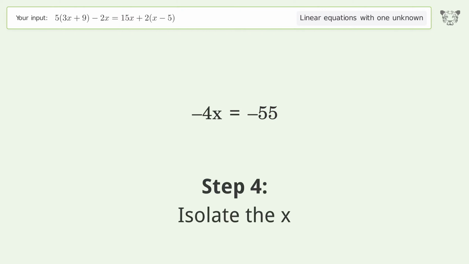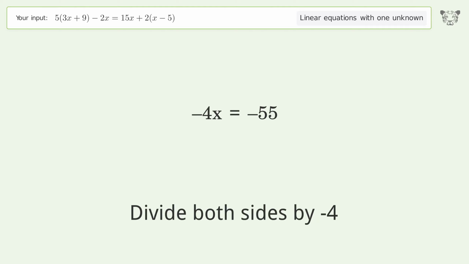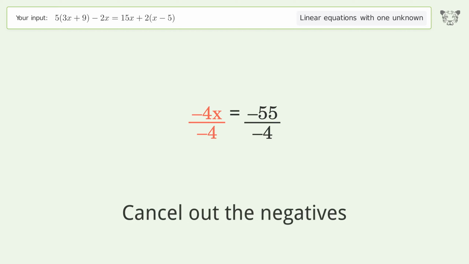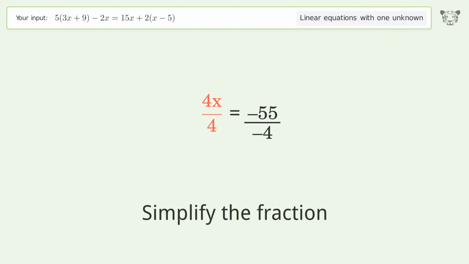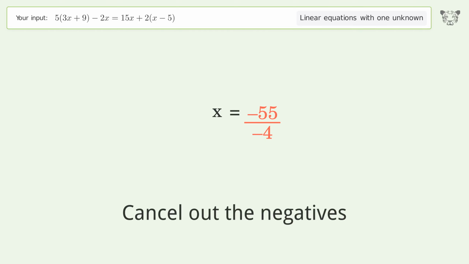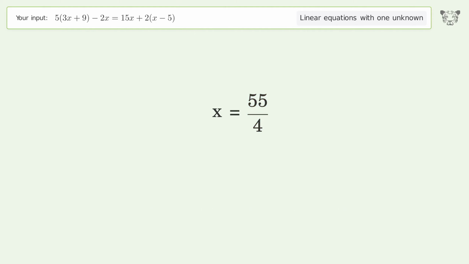Isolate the x. Divide both sides by -4. Cancel out the negatives. Simplify the fraction. Cancel out the negatives. And so the final result is x equals 55/4.